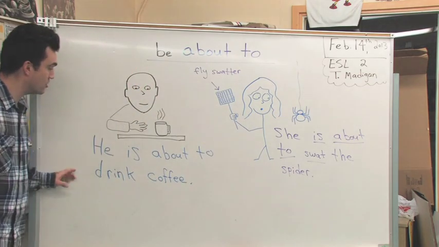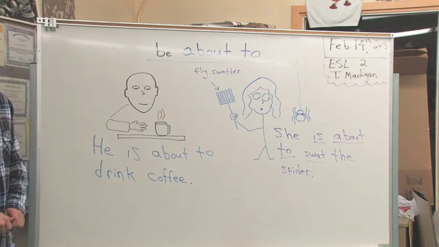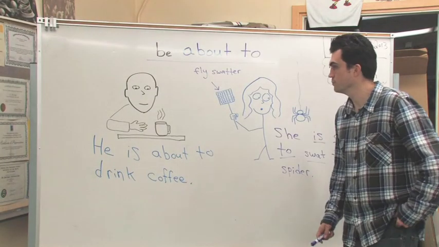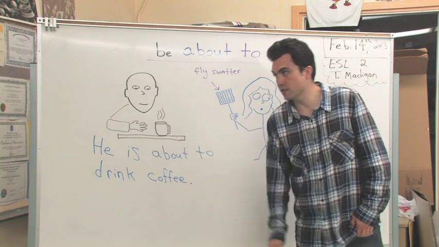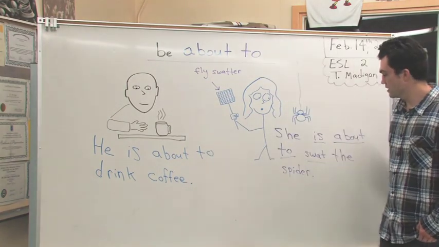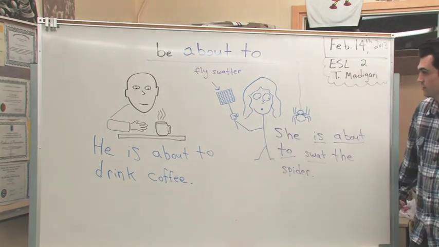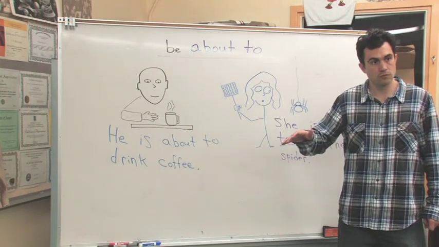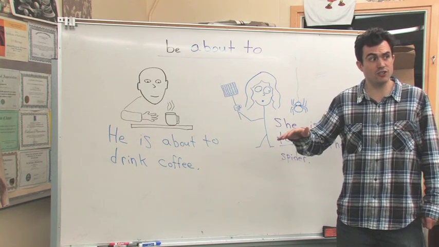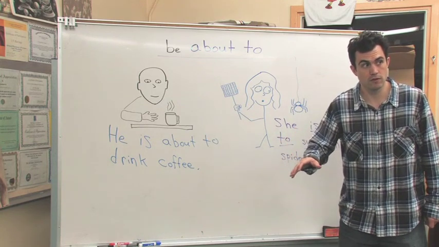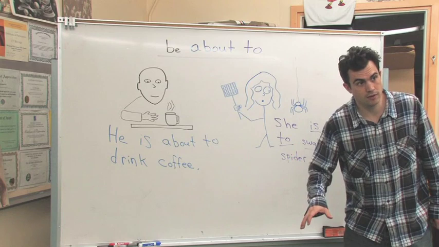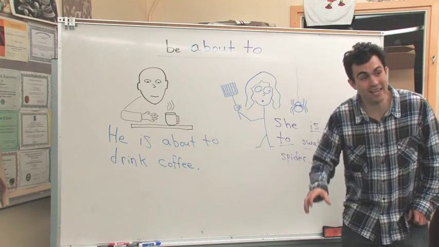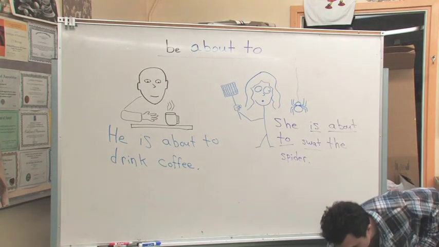He is about to drink coffee. He's about to drink coffee. She is about to swat the spider. What am I about to do? You are about to pick up the marker. I am about to pick up the marker.